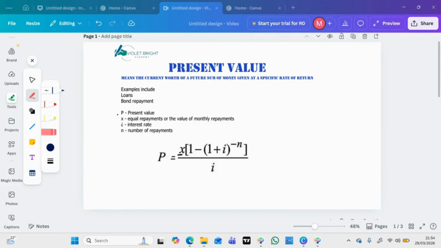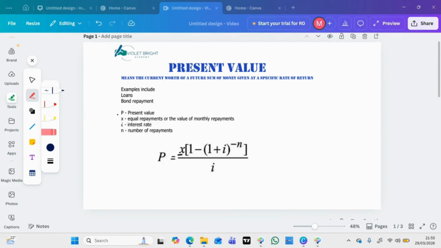And on today's lesson, we will be dealing with present values. If you have not yet watched the previous videos on future values and other grade 11 revision topics, like withdrawals and the change of interest rate in compound interest, please make sure you watch those videos. So on today's lesson we'll be dealing with present values.